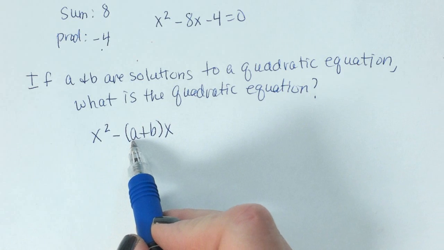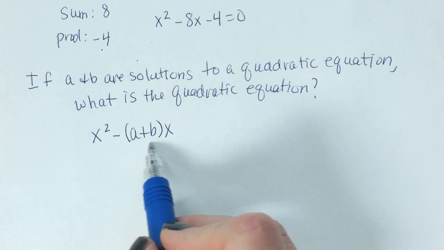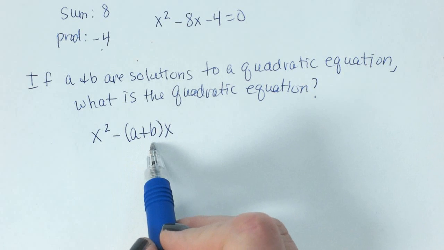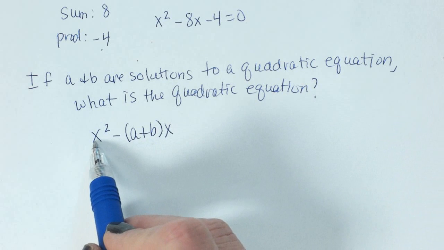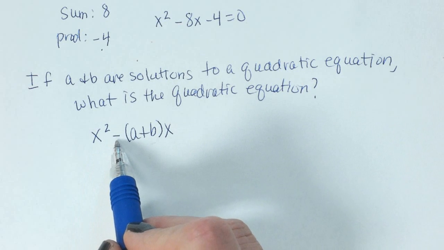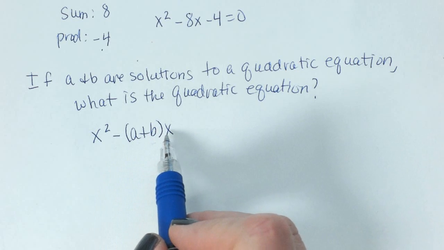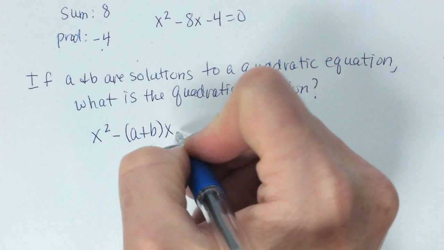Well, actually, it would want to be like this because remember how the sum of the two numbers always goes in front? So wouldn't a plus b give us the sum of the two numbers? It would, wouldn't it? So we could say it's going to be x squared, but we always said that it has to be the opposite sign. So it's going to be minus a plus b x. And then what's the last thing going to be, though?